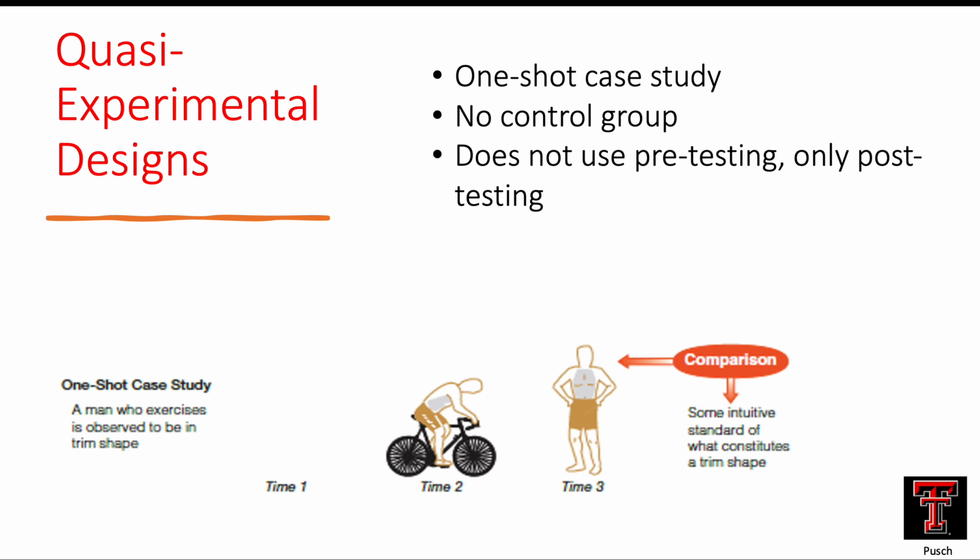So for example, maybe we're going to look at some effects of COVID, but we weren't able to include a control group because everyone was exposed to COVID in some way, shape, or form. So maybe we didn't pretest either. We only looked at the effects afterwards.